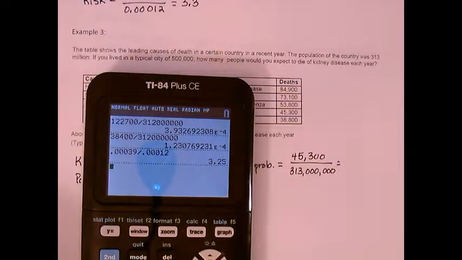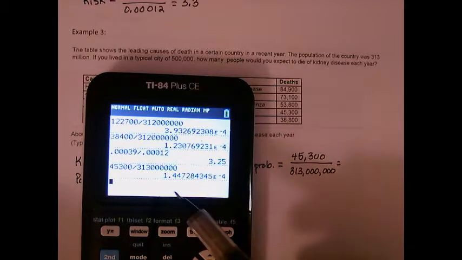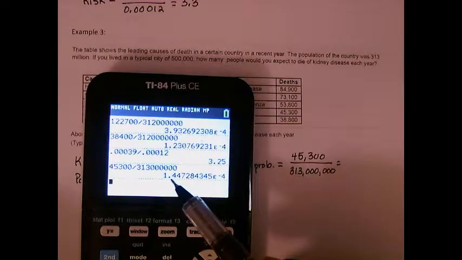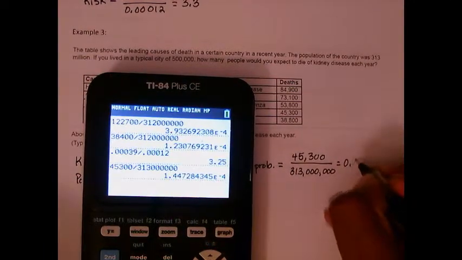So when I do 45,300 divided by 313 million, I kind of figured I was going to get a number in scientific notation with this calculator. In this case, I need to move the decimal point 4 places to the left, so I only got room for 1, but I need to put 3 zeros in front.